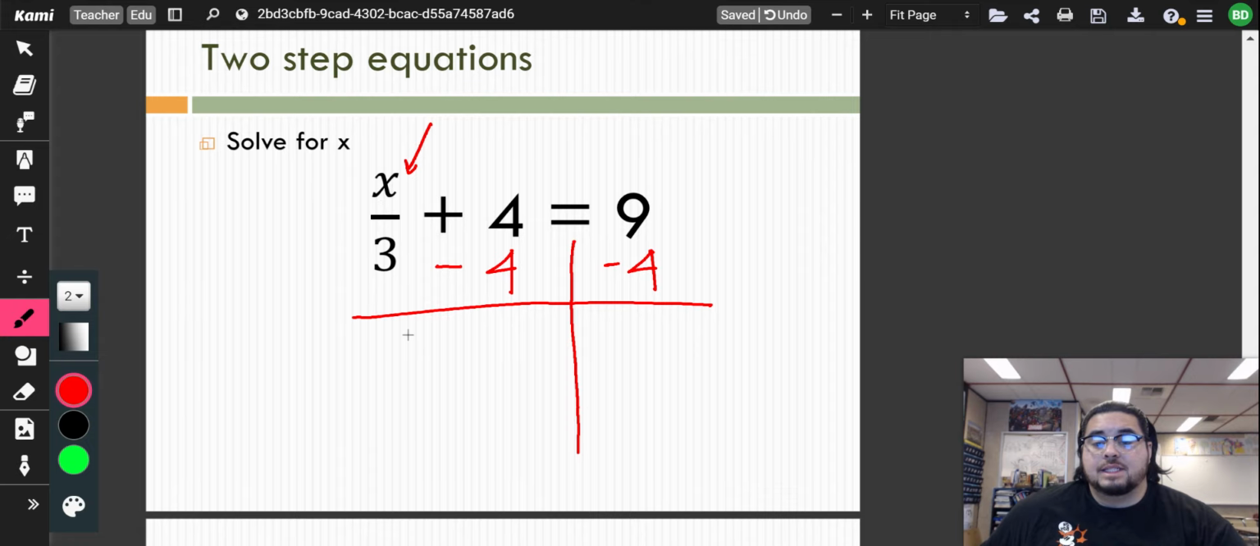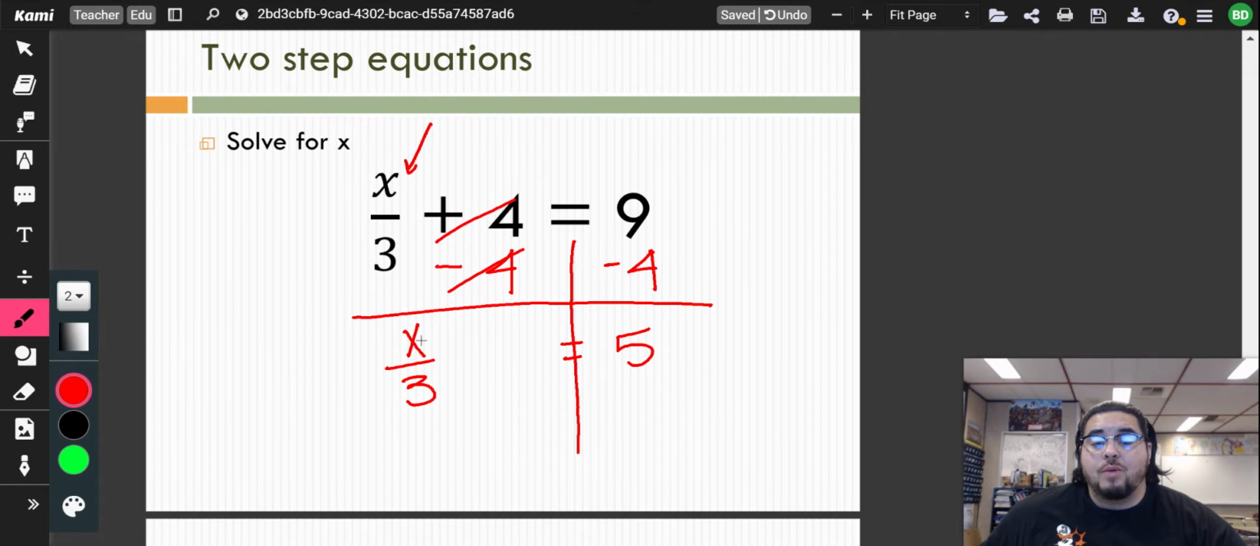So x divided by 3, then plus 4 and minus 4 cancel out, is equal to 9 minus 4 is 5. I didn't realize how many 5s I had in this lecture. I must be biased. So x divided by 3 is now equal to 5.